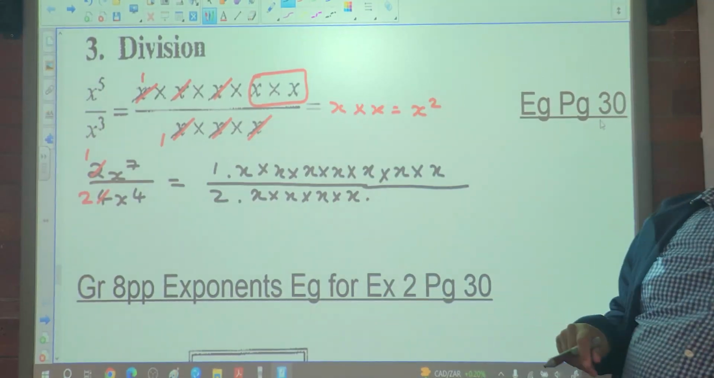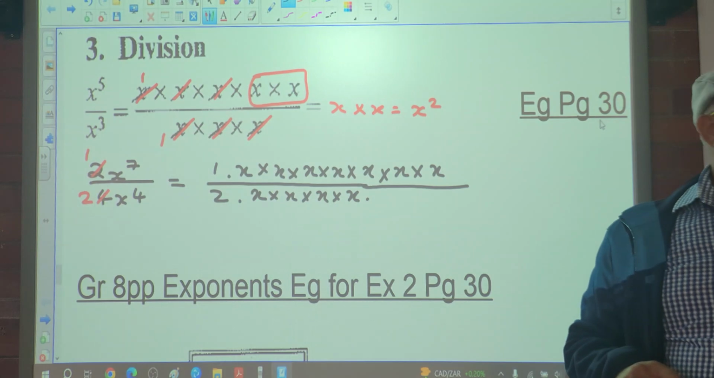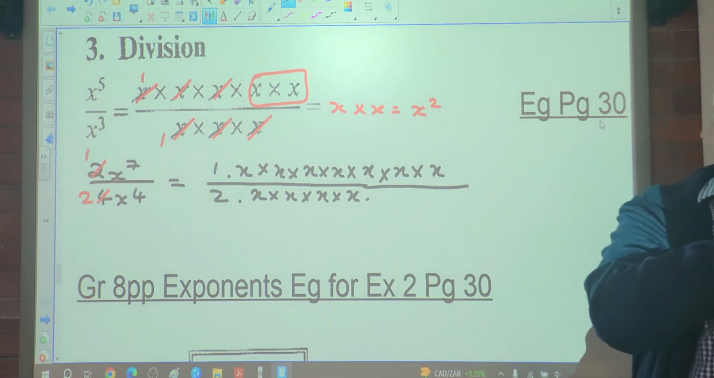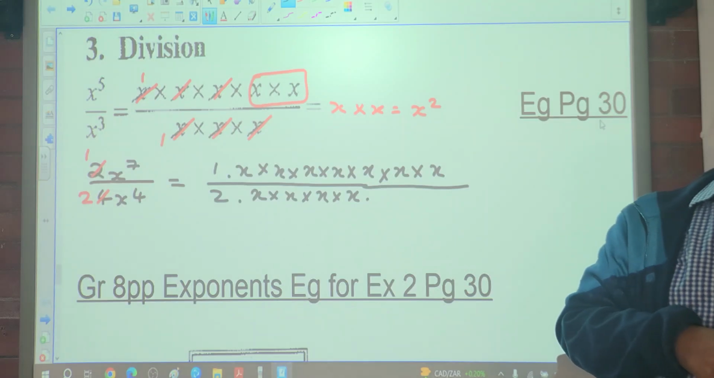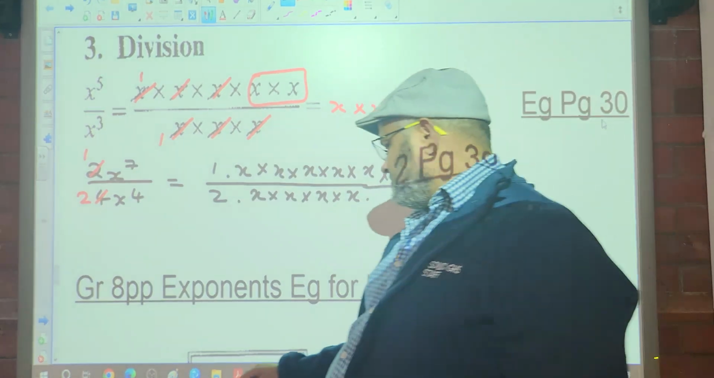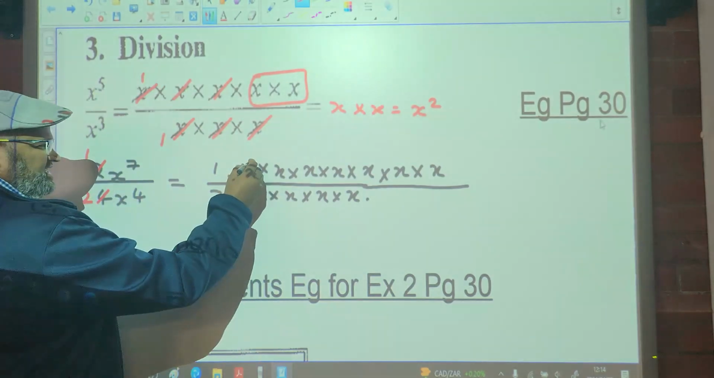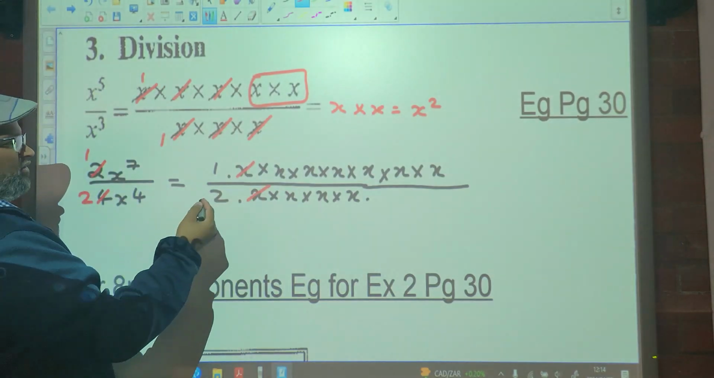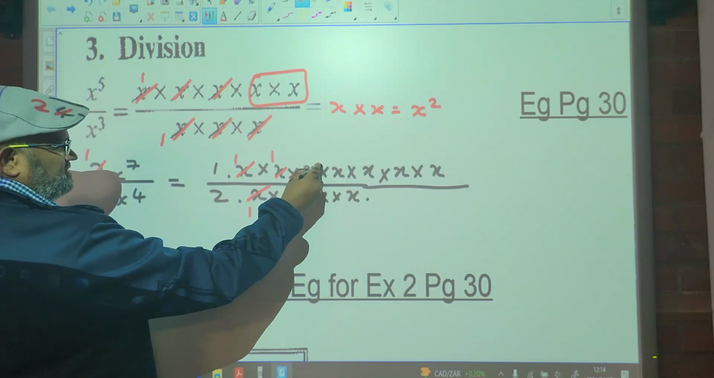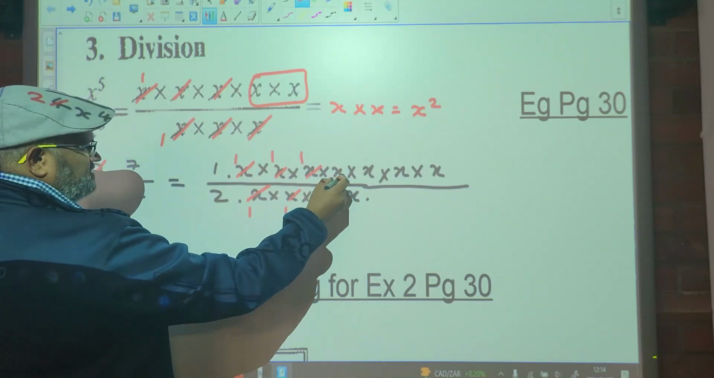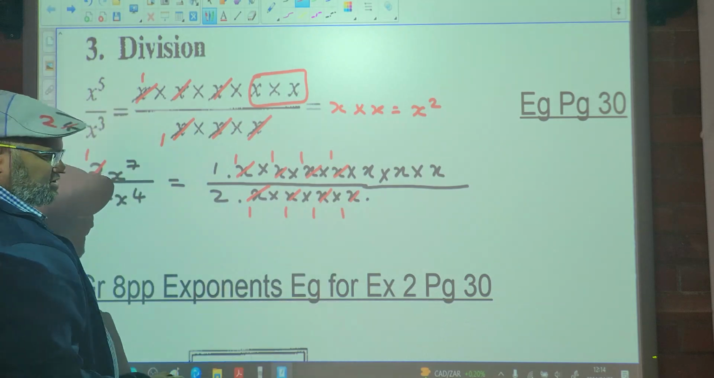Okay, so if there's a numerical factor, then we divide that as usual. That's correct. So what can happen here, people? X cancels x. Not so? Or x goes into x once. X goes into x once, x goes into x once, x goes into x once. So what are we left with?